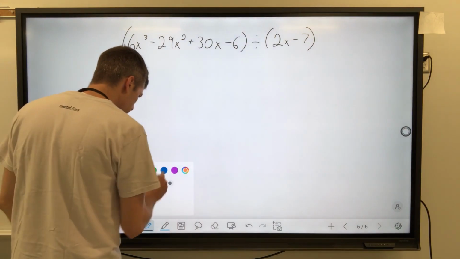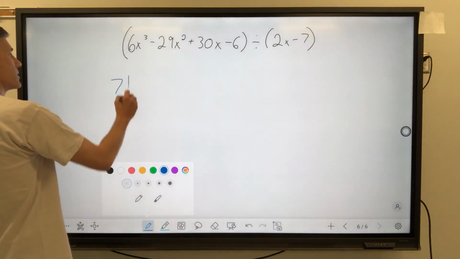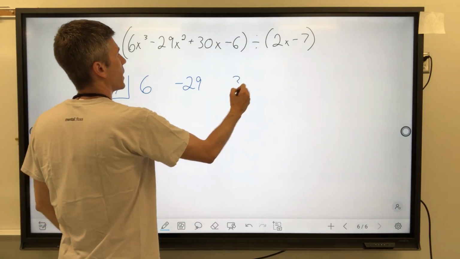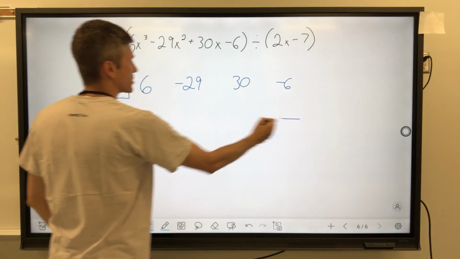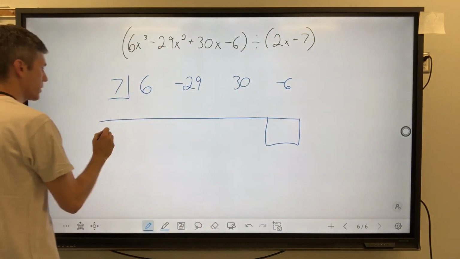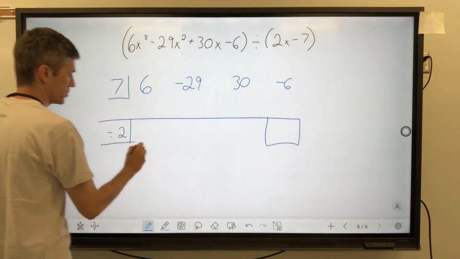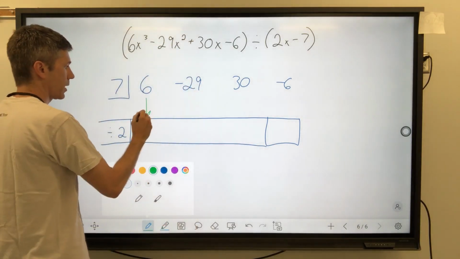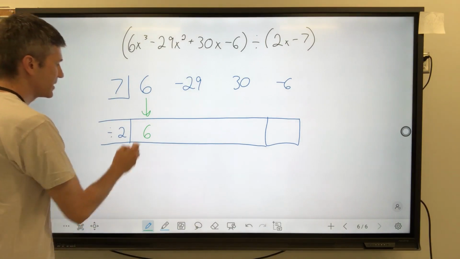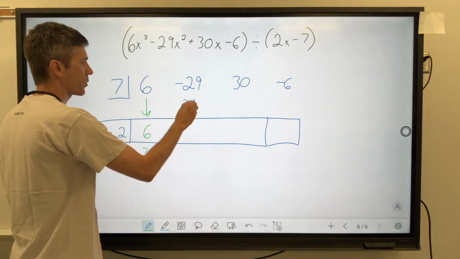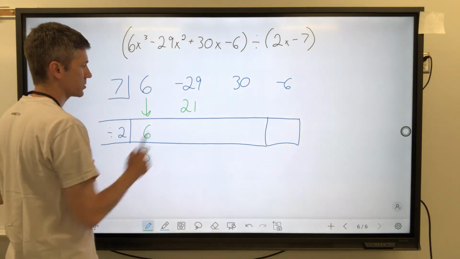So, I'll switch to blue. 7, 6, negative 29, positive 30, negative 6. There we go. Remainder goes here. Divide by 2. There we go. Switching to green. Bring down your 6. 6 divided by 2 is 3. 7 times 3 is 21. Multiply those. It goes in the next column.